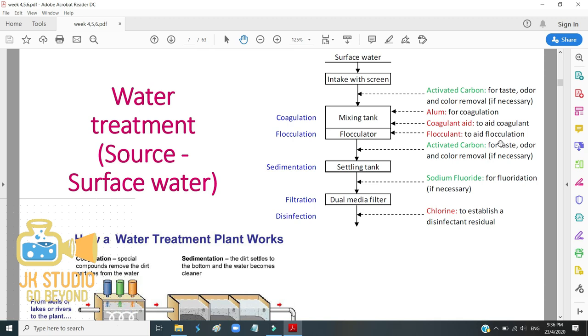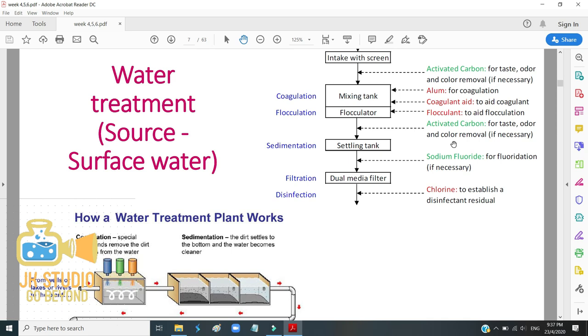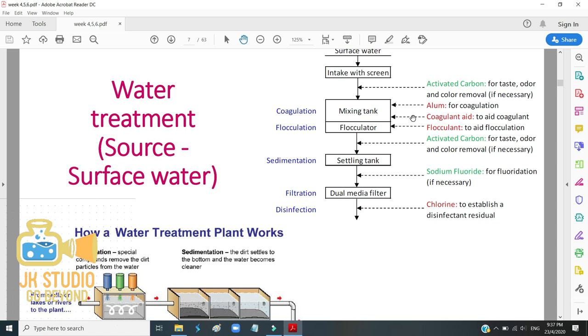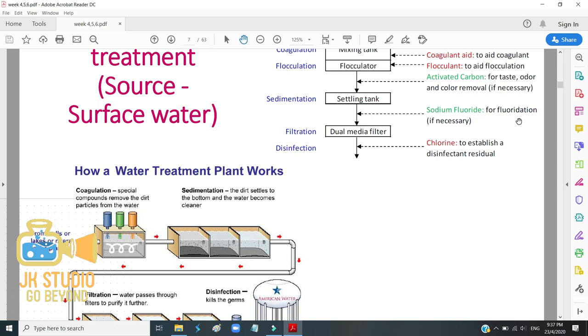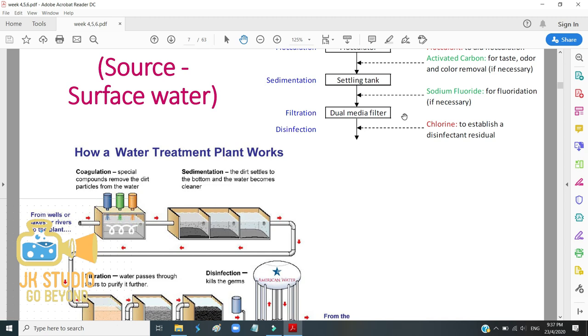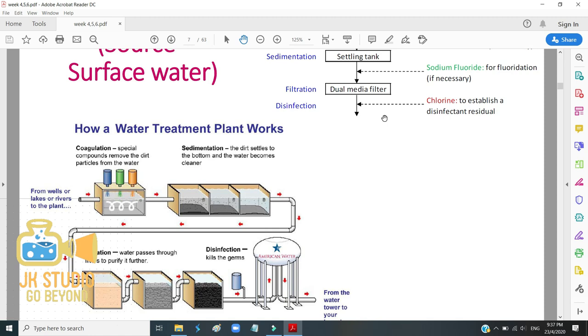And then activated carbon is for taste, odor, and color removal. So you can see that we remove the taste and color two times, before and after, and then comes the settling tank, which is the sedimentation process. Sodium fluoride is used for fluoridation. Fluoridation is very important because it can prevent tooth decay. And then filtration using a dual media filter. And then finally disinfection using chlorine to establish a disinfectant residue.